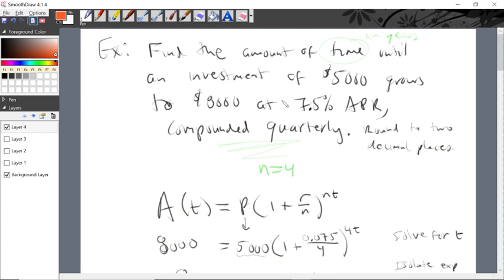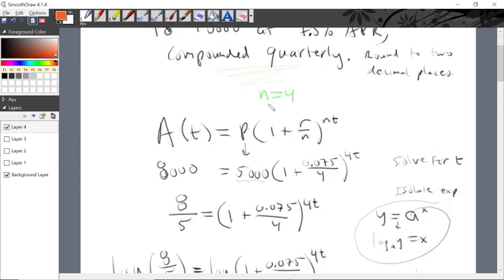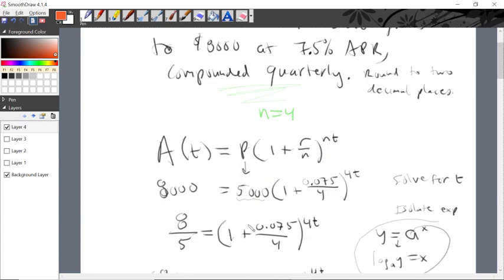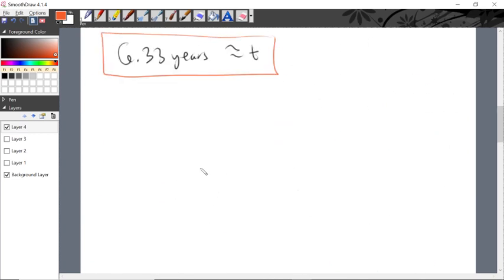At 7.5% interest. And we can check our answer here by plugging the 6.33 back into the original equation. Checking to see.